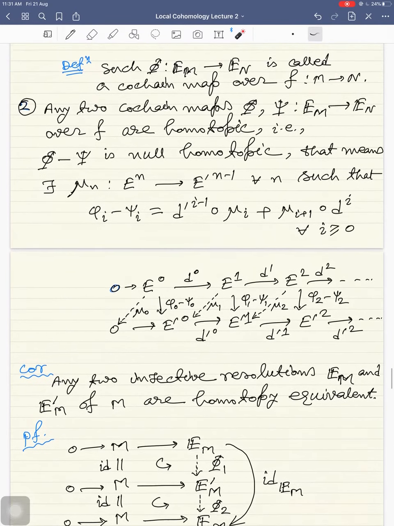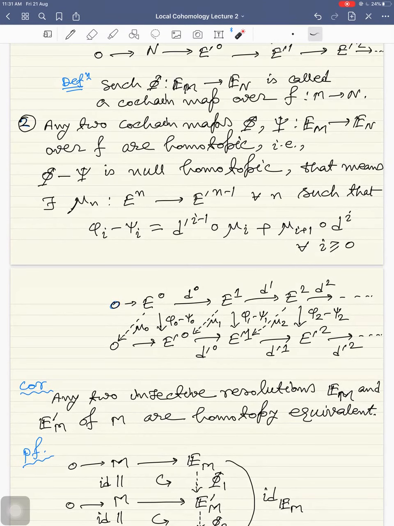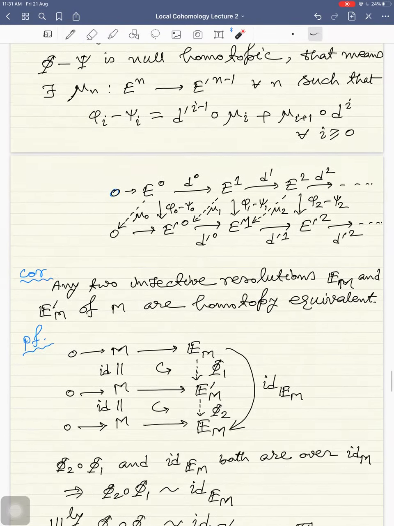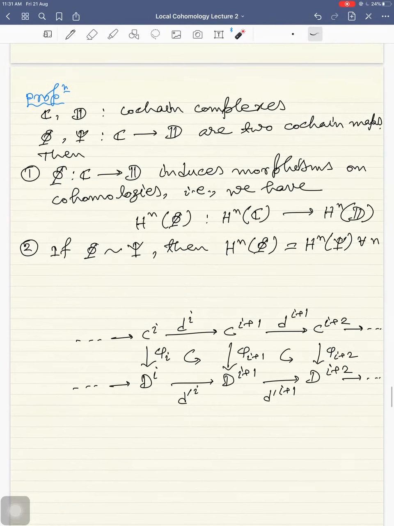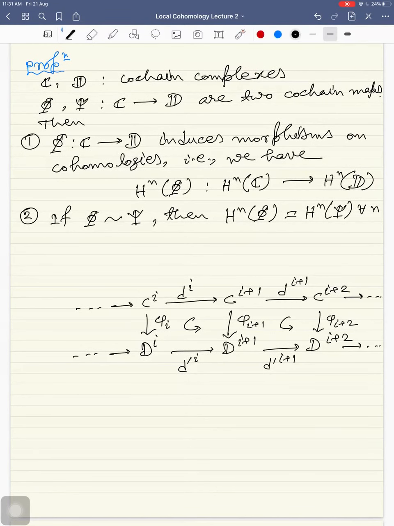So the main idea here is that if two cochain maps are homotopic, then they induce the same maps on the cohomology level. I will leave the proof of this as an exercise. It comes in basic homological algebra.